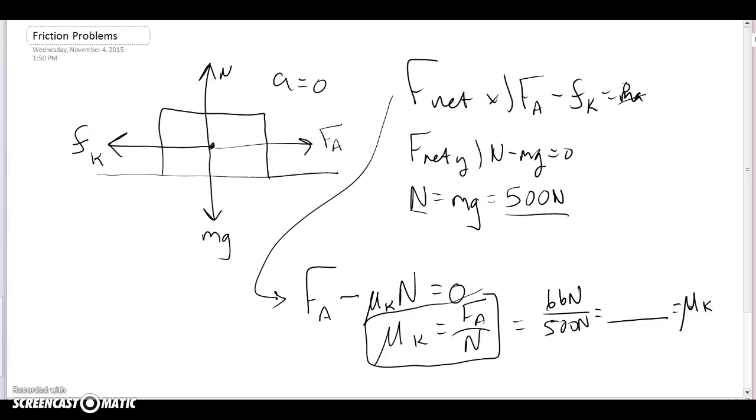Now, when we're dealing with static friction problems, the only thing that's going to change out of this whole picture is that right there, the k. We're going to erase that, change our values, and we're going to replace that with an s for static. In all static problems, acceleration is equal to 0.